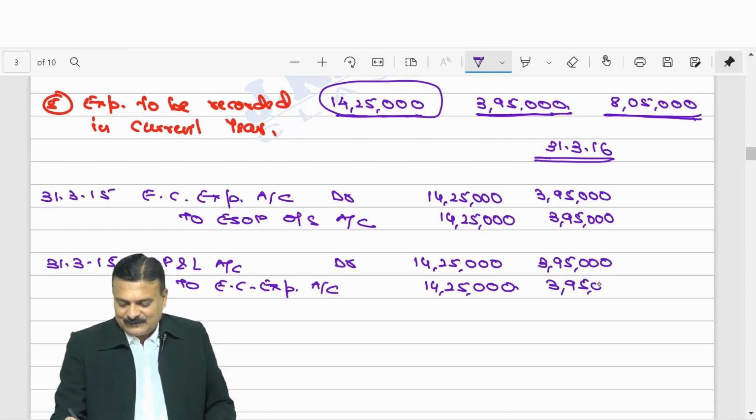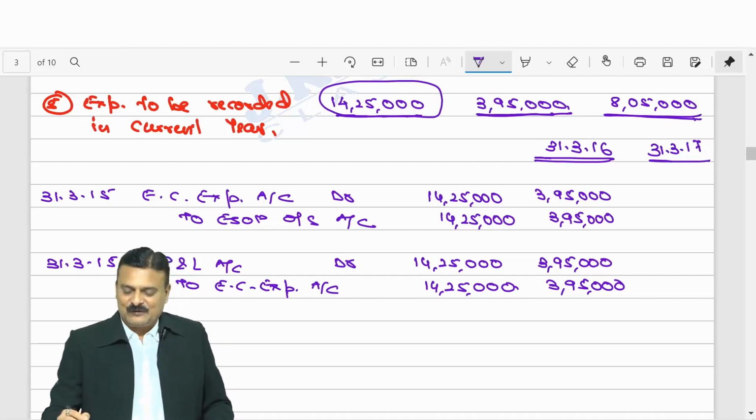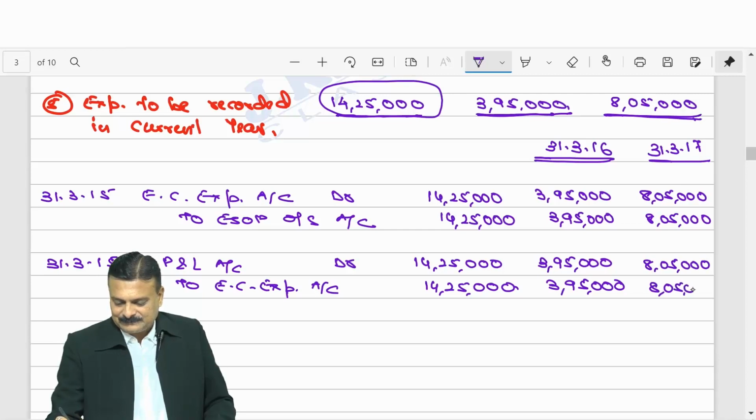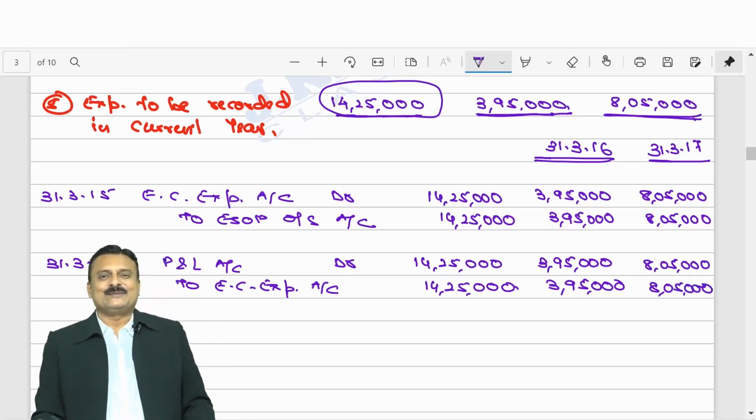Second year. Third year also, same 2 entries for the year ended 31st March 17. First entry, employee compensation expense account debit to ESOP outstanding, 8,05,000. Second entry, transferring it to P&L. P&L account debit to employee compensation expense account, 8,05,000. Vesting period over, 6 entries completed.